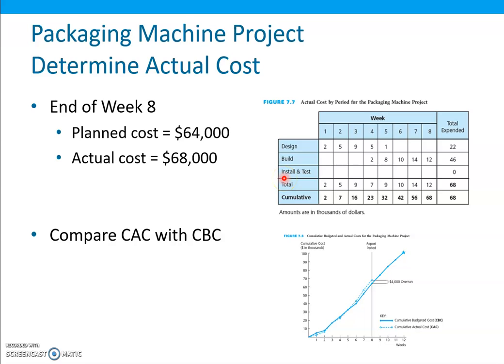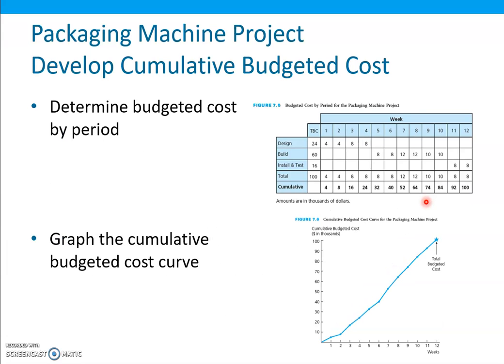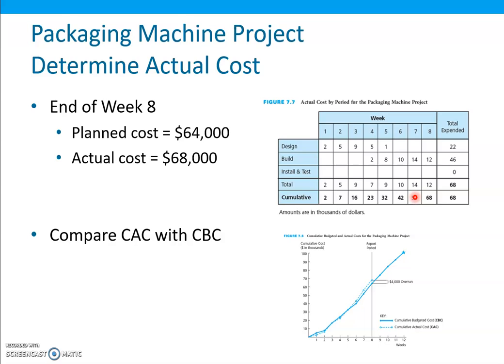indicates that at the end of week 8, for example, $68,000 has actually been expended on this project, although only $64,000 was budgeted. So we can see $64,000 was budgeted, from this budgeted cost. So here we can see $64,000 was budgeted, but actual spending is $68,000.